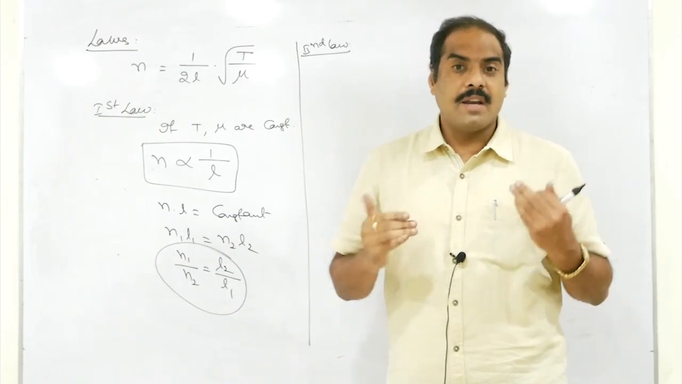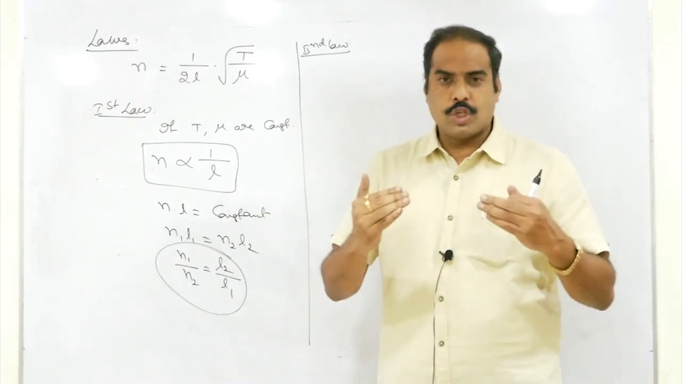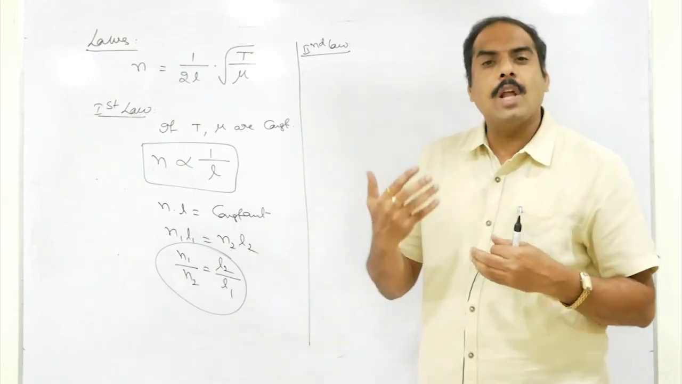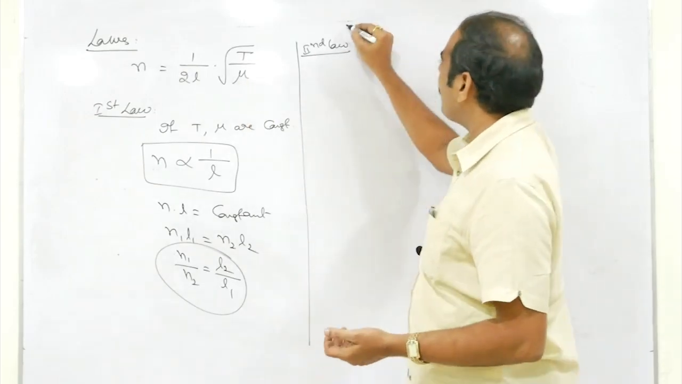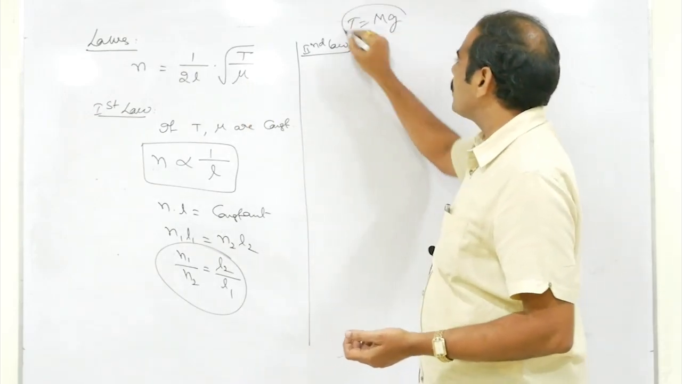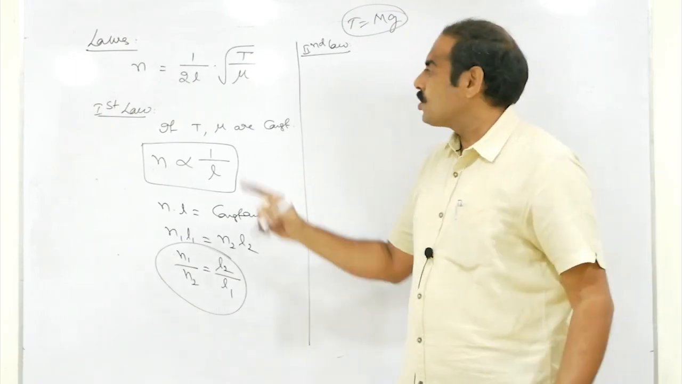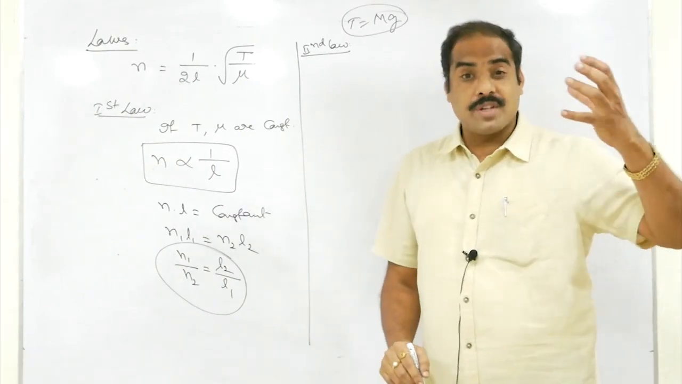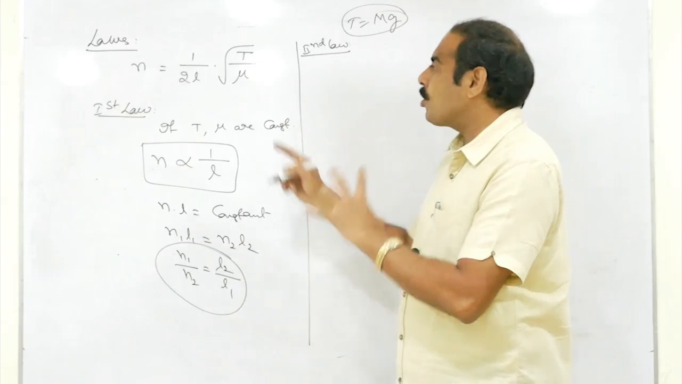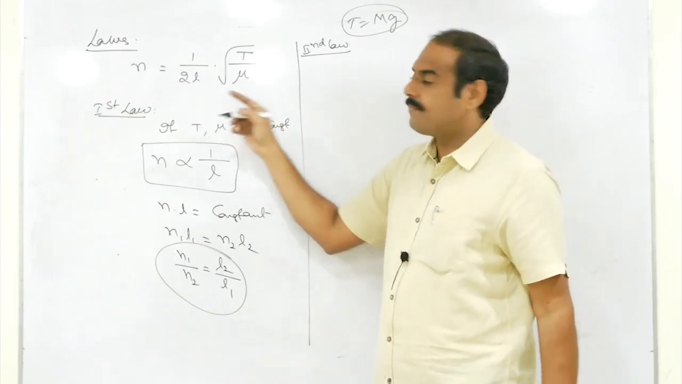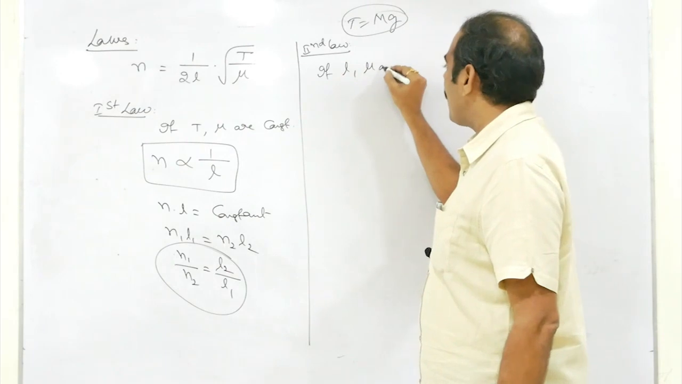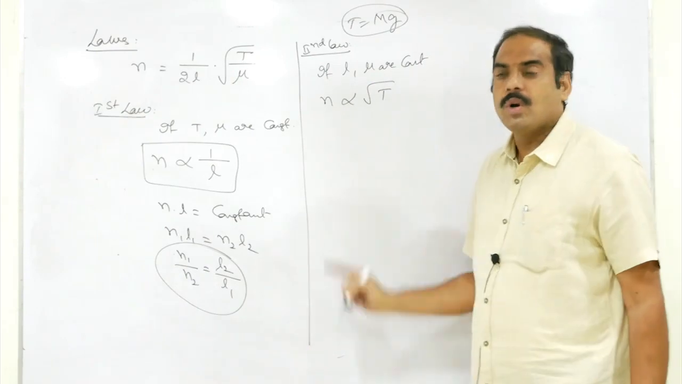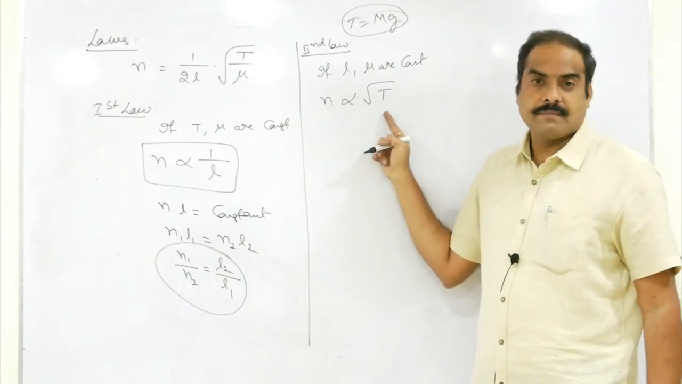When you go on increasing the load, 0.5 kg, 1 kg, 1.5 kg, 2 kg, automatically, what is the formula for tension? Tension is equal to mg. So tension also changes. When the tension changes, automatically the frequency of that stretched string also changes. Now here we have to maintain mu and L constant. If L, mu are constant, what you can write? N is directly proportional to square root of the tension.